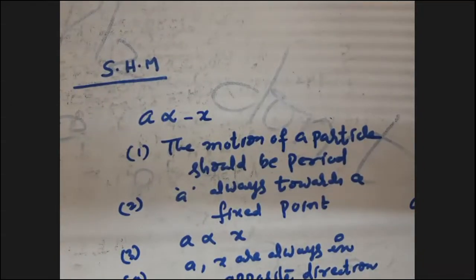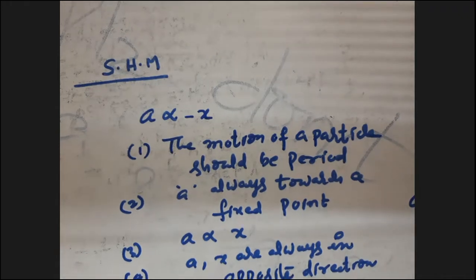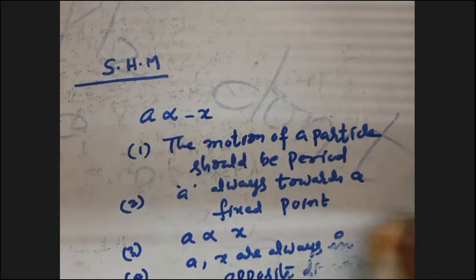Now, let us see examples. The motion of a simple pendulum clock, the motion of the prongs of a tuning fork, the horizontal spring motion, the vertical spring motion, the loaded vertical spring motion, and the motion of the air molecules when a sound wave is propagating through them. The atoms or molecules of solids are also in simple harmonic motion. All these are examples of simple harmonic motion, so these four conditions must be satisfied.